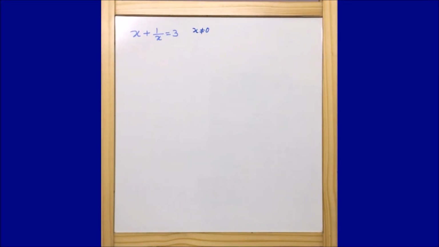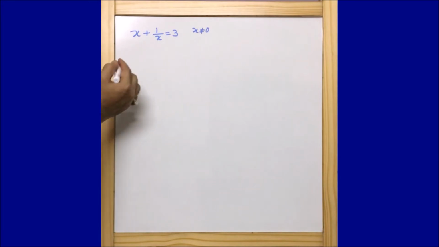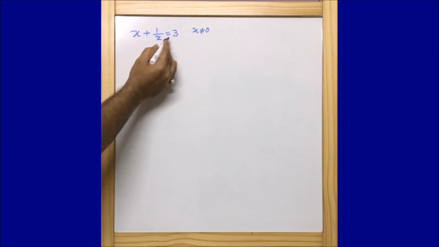Now guys, we are going to find out the root of this given equation. That means we are going to solve this equation, and you will see that after solving this equation we will get a quadratic equation, and after solving the quadratic equation we are going to find out the root of x or root of the quadratic equation. Now guys, here you could see that we have x plus 1 upon x is equal to 3.